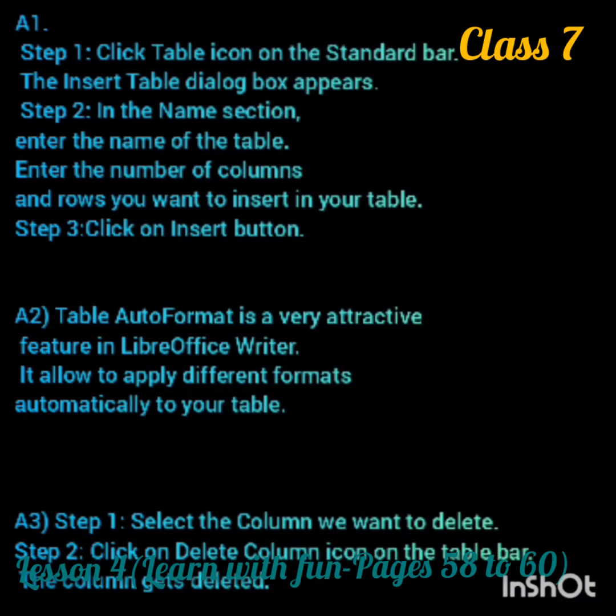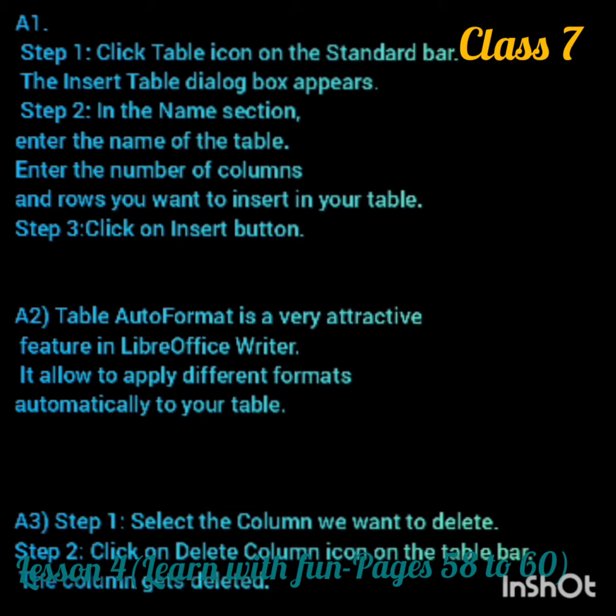Answer number 1. Step 1. Click the table icon on the standard bar. The insert table dialog box appears. Step 2. In the name section, enter the name of the table. Enter the number of columns and rows you want to insert in your table. Step number 3. Click on the Insert button. Answer number 2. Table auto format is a very attractive feature in LibreOffice Writer. It allows you to apply different formats automatically to your table.